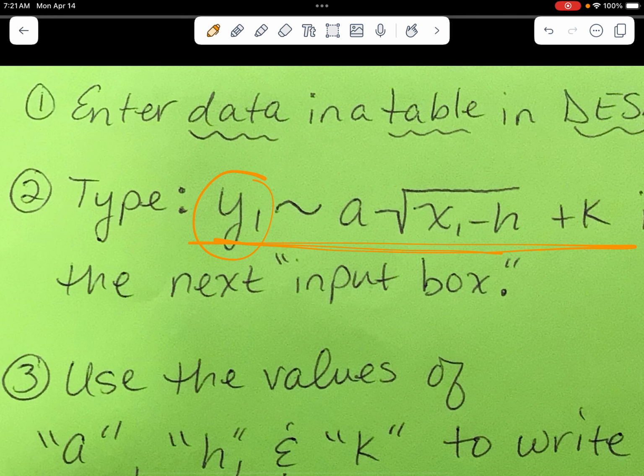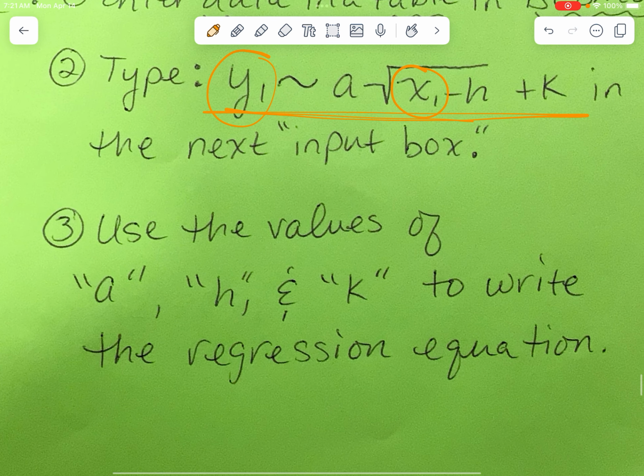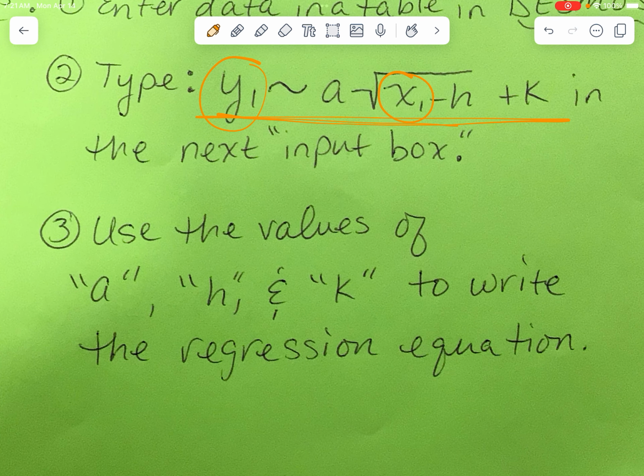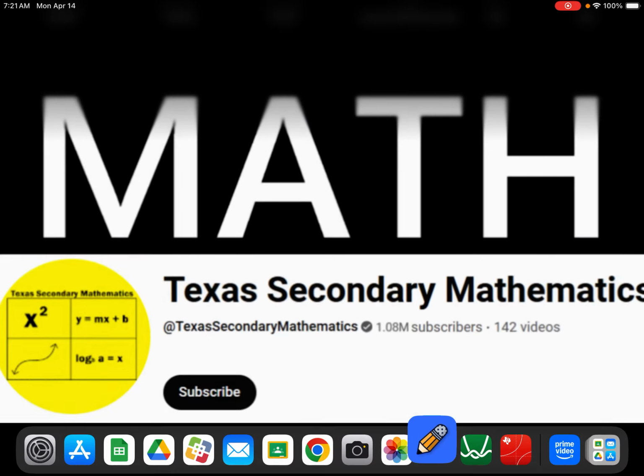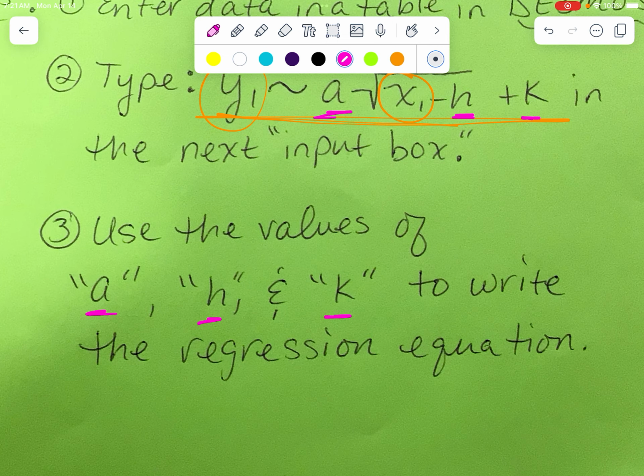Now, for the y1 and the x1, you're going to have to verify that those are the x and y variables being used in the table, and I'll show you what we're talking about here. Then, once you type all that in, Desmos is going to give us the values of a, h, and k, and then we simply plug the values of a, h, and k into our equation. All right, let's take a look at our first example.